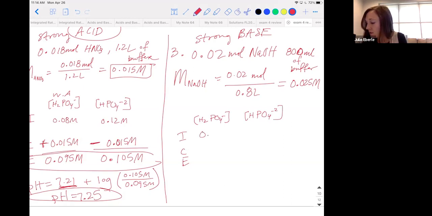So your initial concentrations are always the same. What part A told you is that initially you had 0.08 molar and 0.12 molar. And then this is going to be opposite. So see your plus and your minus signs right here. It's going to be opposite. When you add base, you add to the base column, by the amount of the molarity of the base.